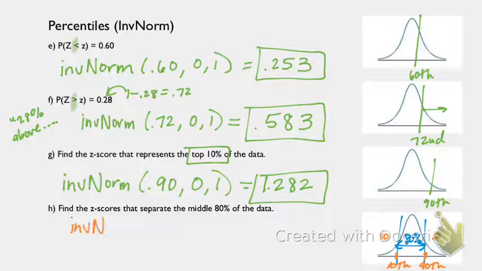Like the normal CDF, is that what you're saying? No, you're going to use inverse. So if it ever says find a z-score, you're using inverse norm. If it says find a probability, that's when you do normal CDF. Okay.